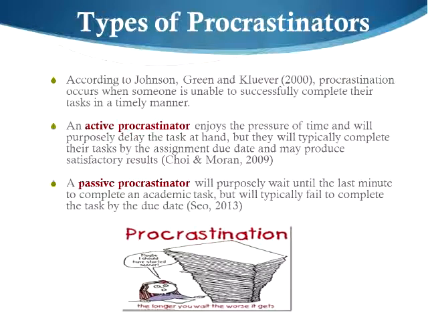What really is procrastination? Well, the act of procrastinating occurs when you are unable to successfully complete a task in a timely manner. There are two main types of procrastinators, active and passive. An active procrastinator loves the pressure of time and will purposely wait until the last minute to complete the task. They thrive and succeed due to this unnecessary pressure that they put on themselves. The interesting thing is that they usually get their work submitted on time.